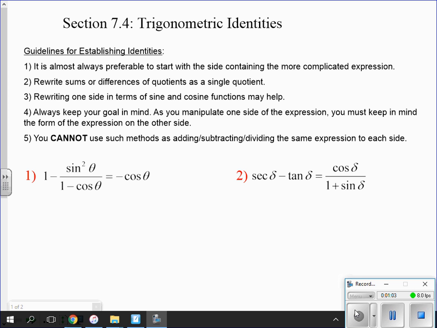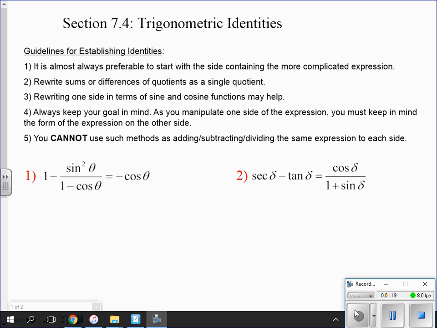Okay? Rewrite sums or differences of quotients as a single quotient. So if you have fractions that are being added and subtracted, make them one fraction. Get common denominators, make them one fraction. That's a very common step to do.